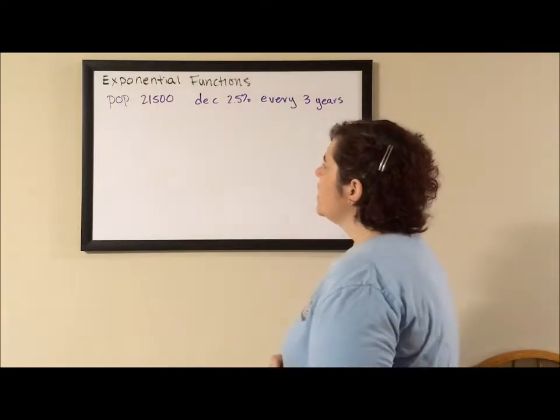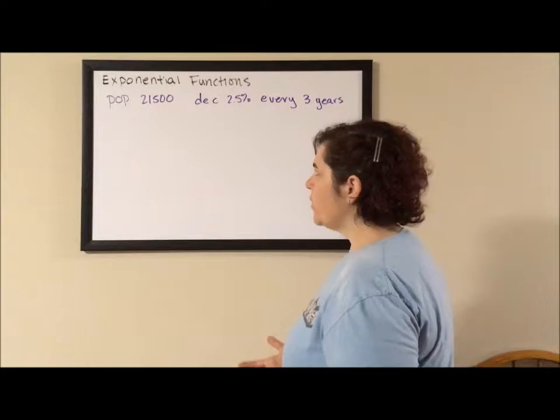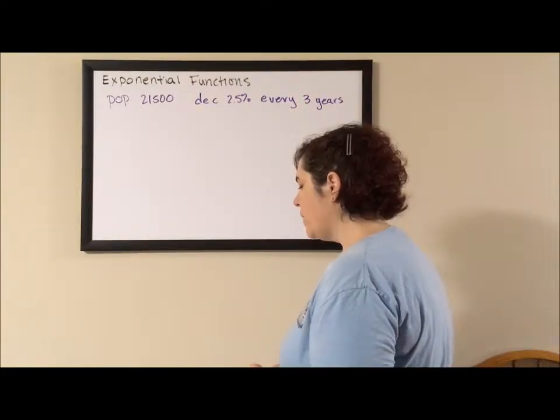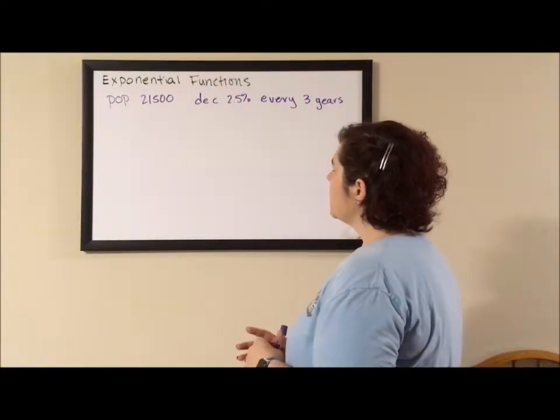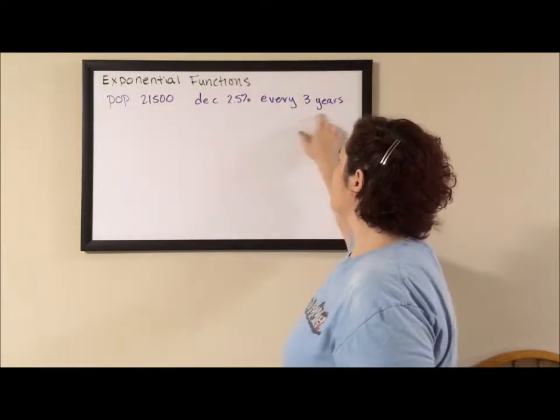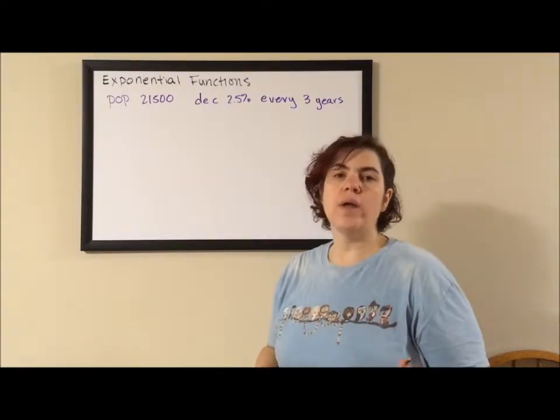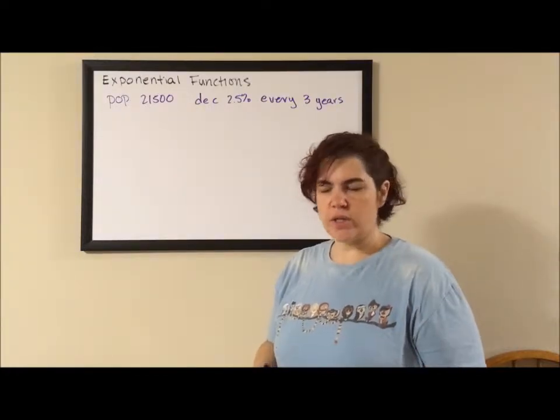So in this one, you were told you have a population of Smallville, which is 21,500 people. Because of the loss of jobs, the number of people living in this town is decreasing by 2.5% every 3 years. And what we want to do is write this equation as a 1-year equation.